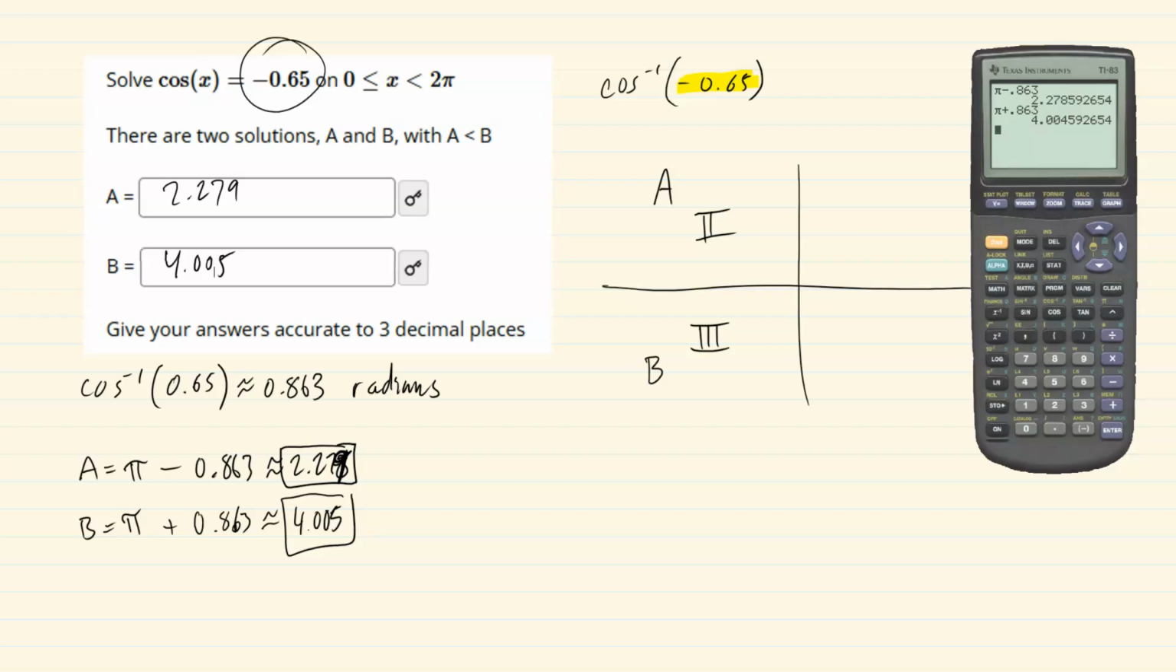Okay, so anyways, that is how you go about finding these two solutions using the cosine function when you have a negative value for cosine of x. To find the values of x, they'll be in quadrants 2 and 3, and you'll find them in the following manner.